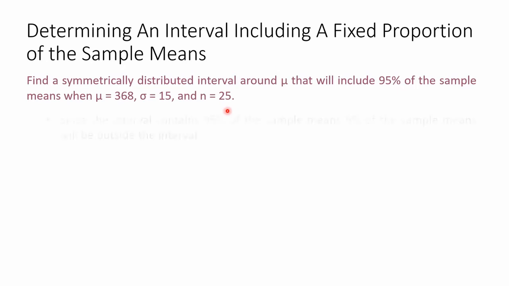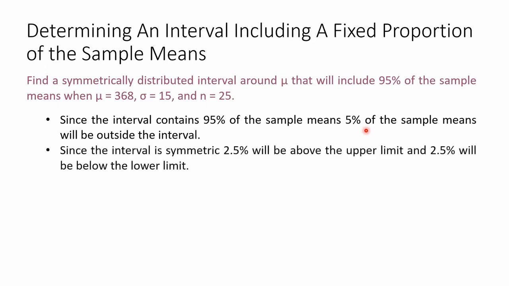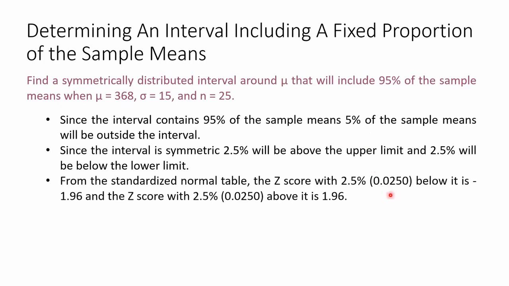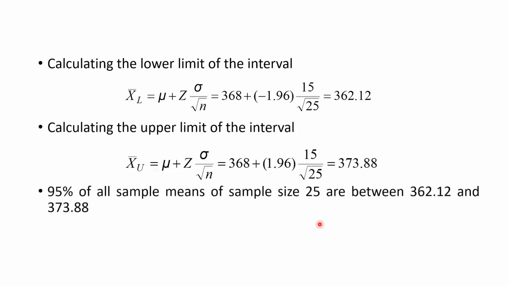Right, according to what we did, now the interval contains 95% of the sample means, which means 5% is outside the interval, and since it's symmetrical, there will be 2.5% on each side, and the corresponding z value for 0.025 is minus 1.96 on your left hand side and plus 1.96 on your right hand side. Because it's symmetrical, you have converted it into a standardized normal distribution, and you calculated your corresponding lower and upper limits, and you say that 95% of the sample means of sample size 25 are between these two values, right?